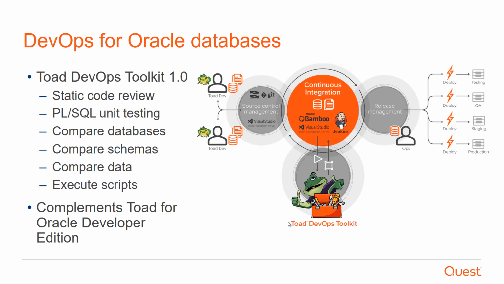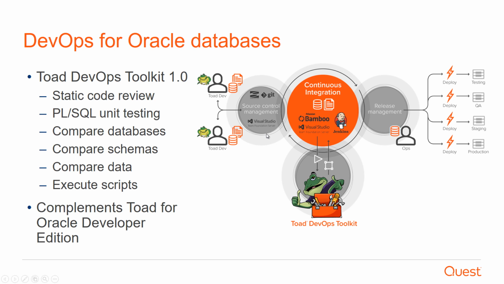And finally, DevOps. Last year we launched Toad DevOps Toolkit, which is a brand new product which leverages some of the features in Toad for Oracle, for example, code review, unit testing, execute scripts, and things like that, but allows you to bring them into a DevOps workflow. If you look at this graphic, you can see that on the left-hand side, you've got the Toad developers or people using Toad, checking their objects into source control like you saw before using team coding.